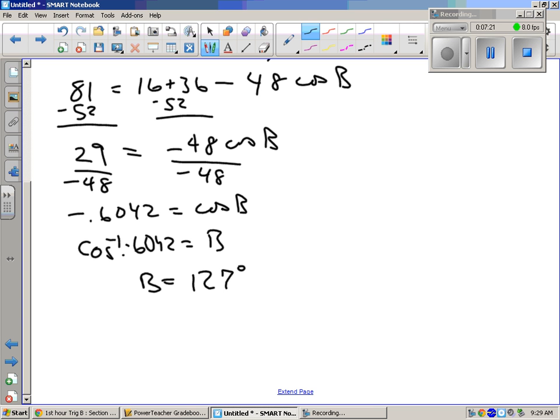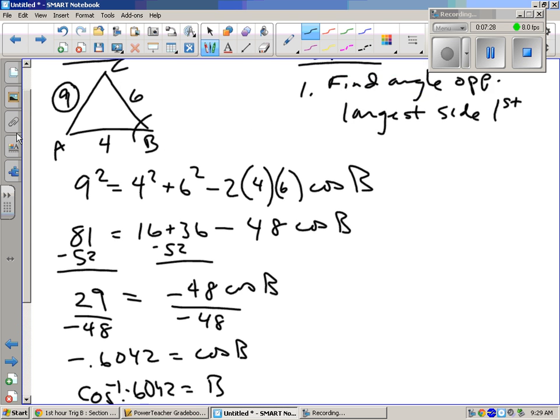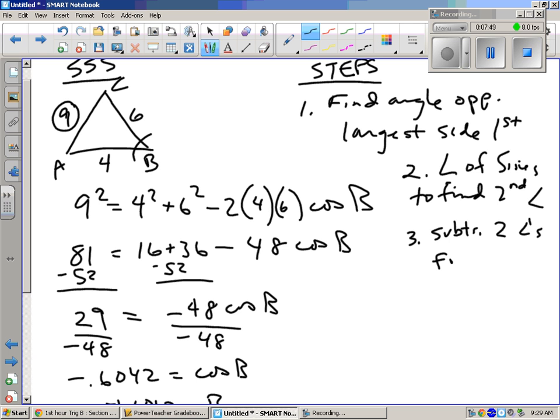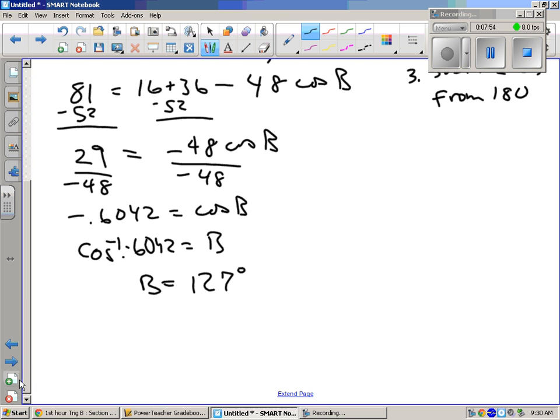Okay, so now let me go back up to the steps. We started putting steps up here. The second step is to use law of sines to find a second angle. And then the third step I might as well put in here: subtract the two angles from 180 to get the third one. Okay, so let's go back down here and let's do the law of sines.